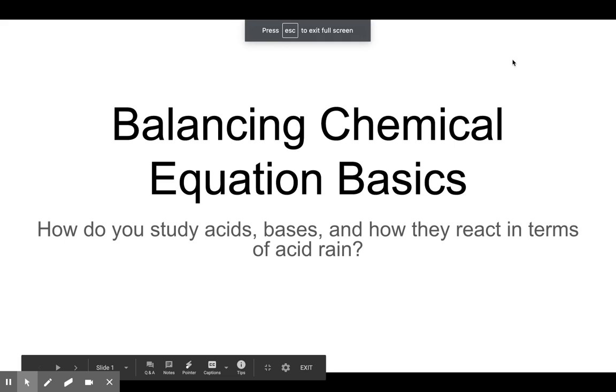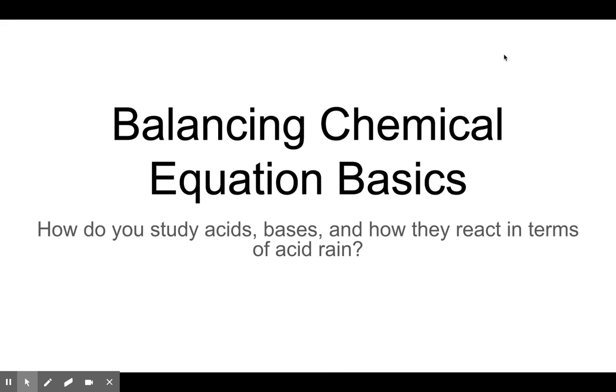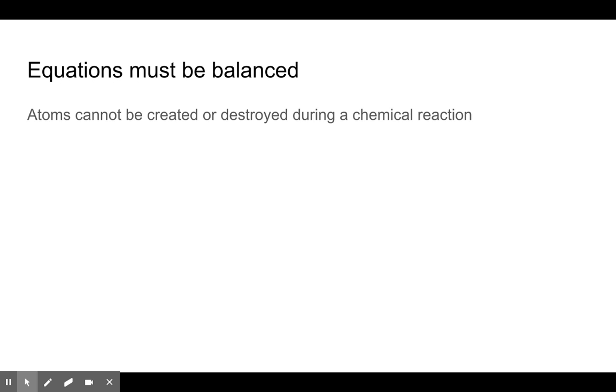Okay, so in this video we're going to talk about the basics of balancing a chemical equation. The reason we're trying to balance chemical equations is because we talk about acids and bases as reacting in specific orders. So understanding how that balance and ratio of acids to base work helps us understand how acid rain works. So the fundamental principle here is that equations must be what is called balanced.